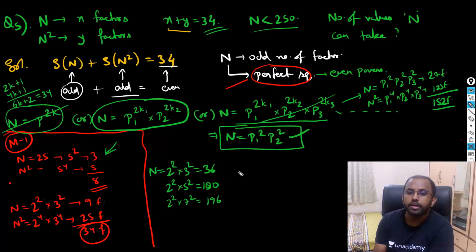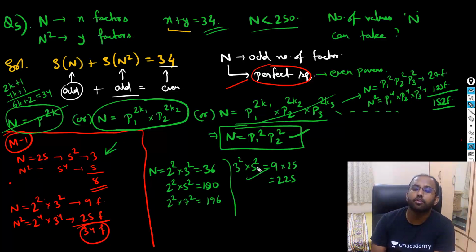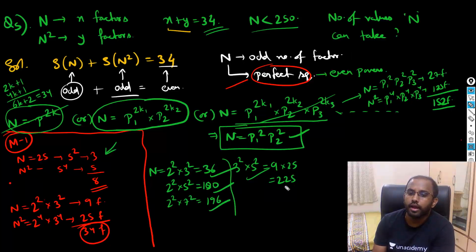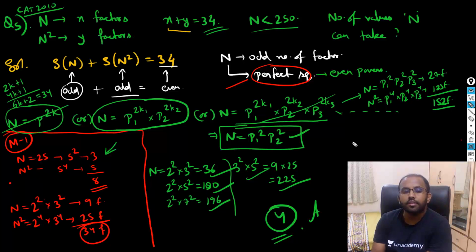Then I can come to 3 square. 3 square into 5 square, that is 9 into 25 is 225. Again less than 250, fine, this is also fine. Then I can't take 3 and 7 also because it will exceed that 250. So basically we have got 4 values, 1, 2, 3 and 4. So 4 is the answer for this question. And this is a CAT 2010 question, a beautiful question actually. I hope all of you got this.